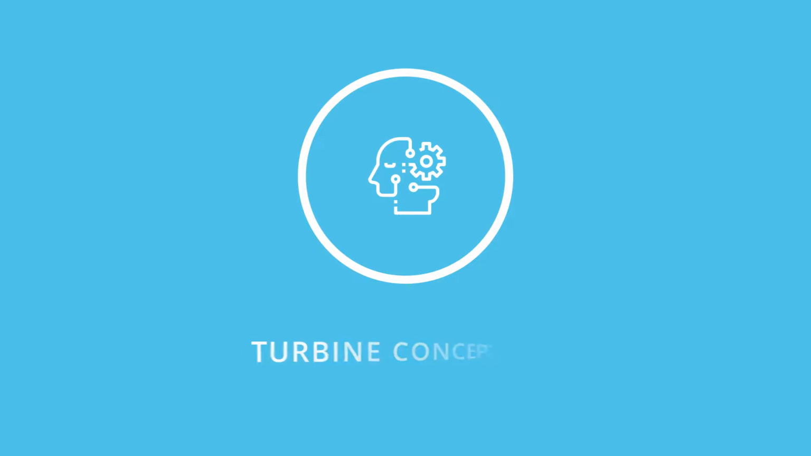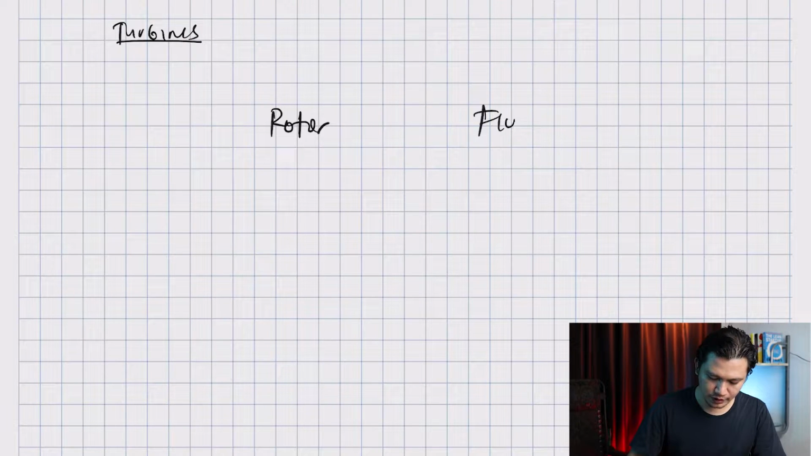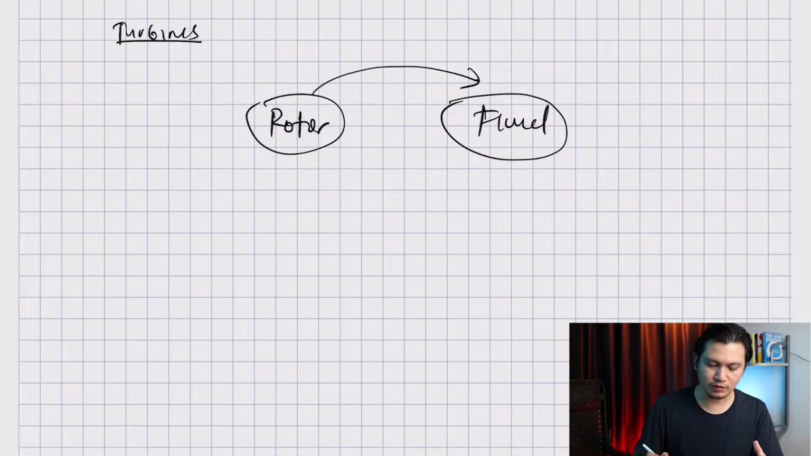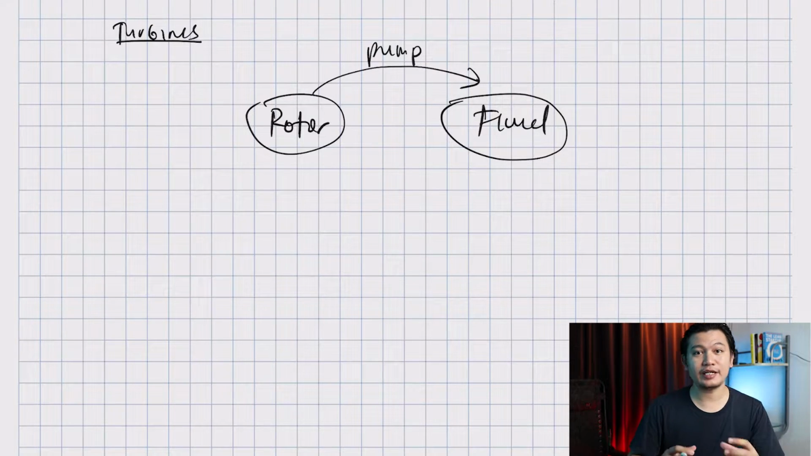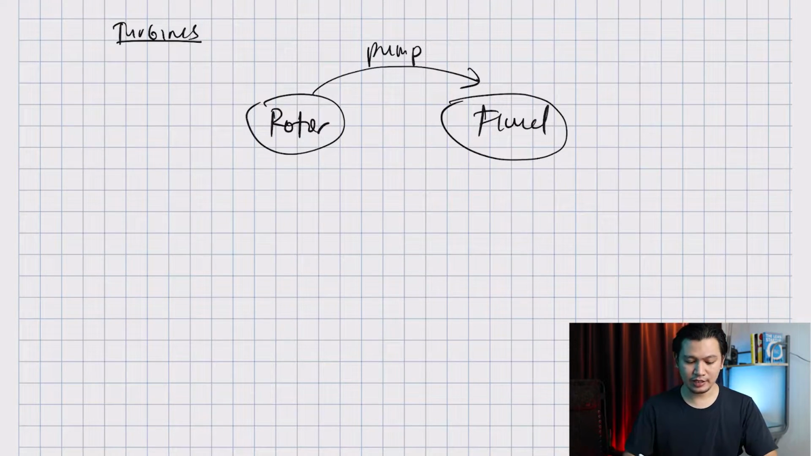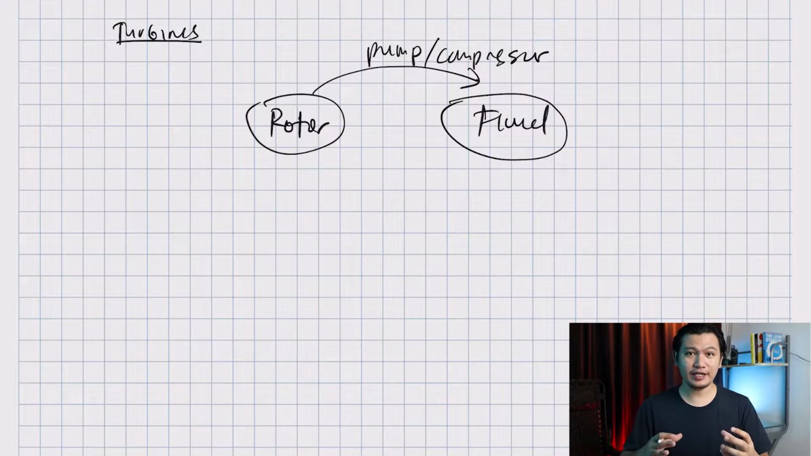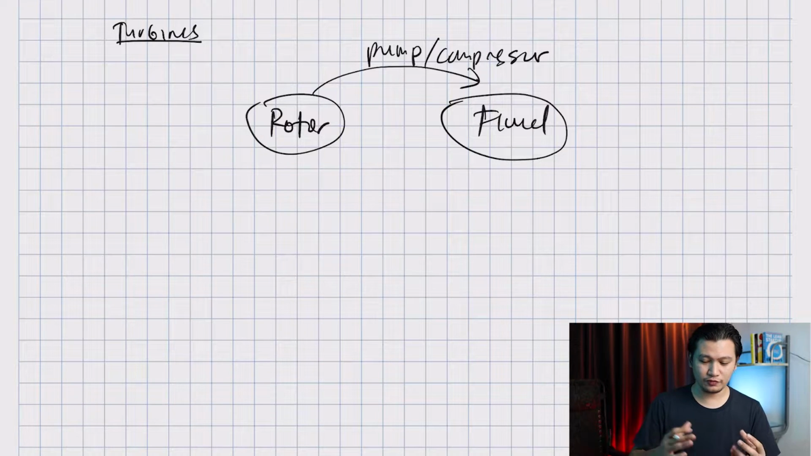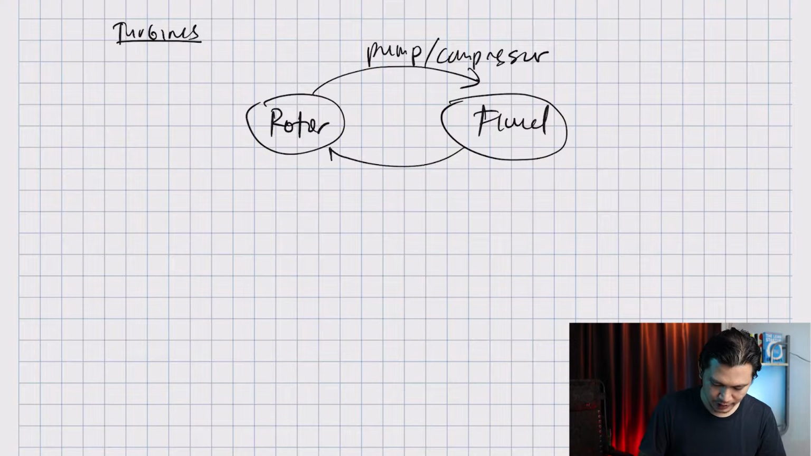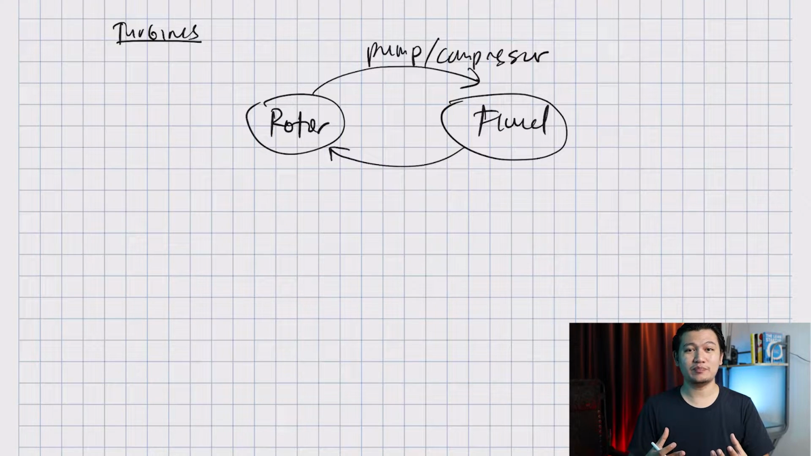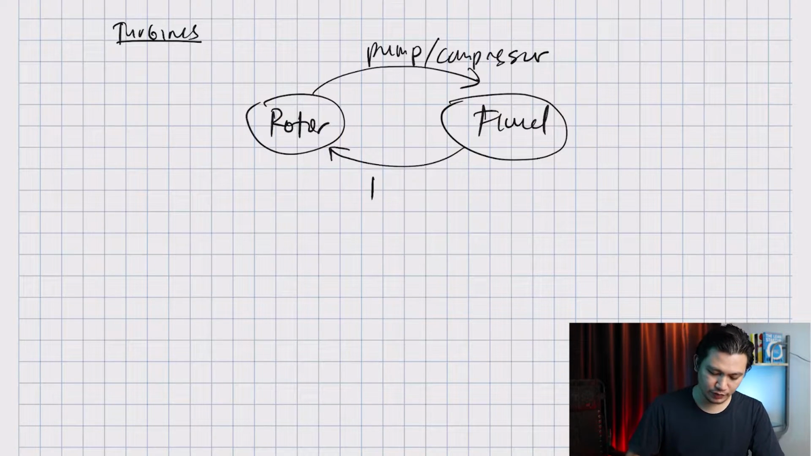So if you have a rotor and fluid here, and equipment that supplies the energy to the fluid, this is called a pump. If the medium is air, you call it a compressor. And if the energy is transferred to the rotor from the fluid, meaning that the turbomachine is extracting power from the fluid, this is what we call a turbine.